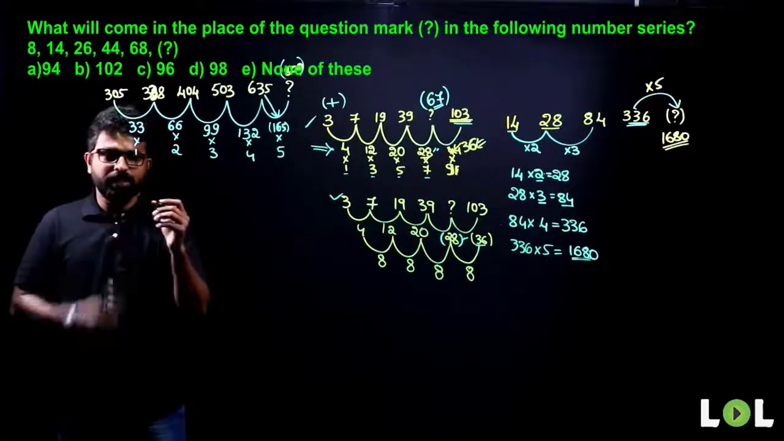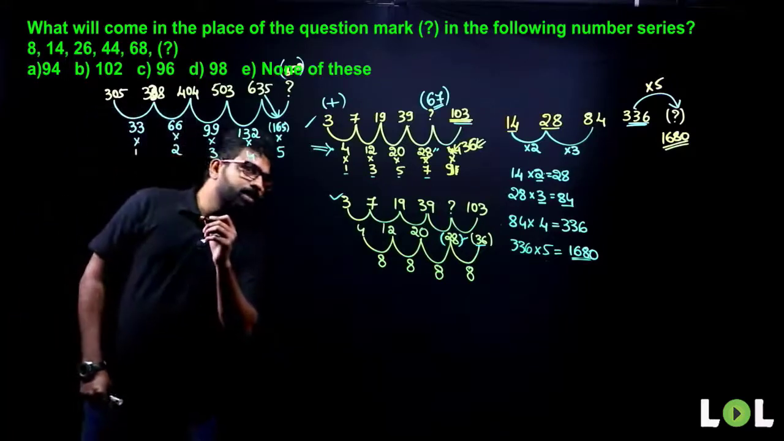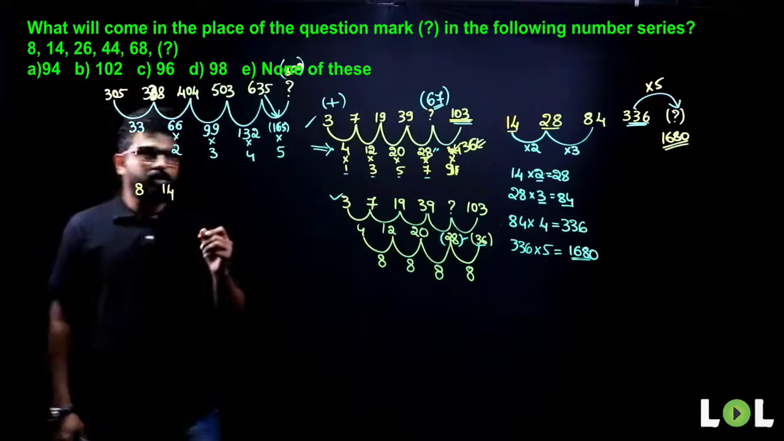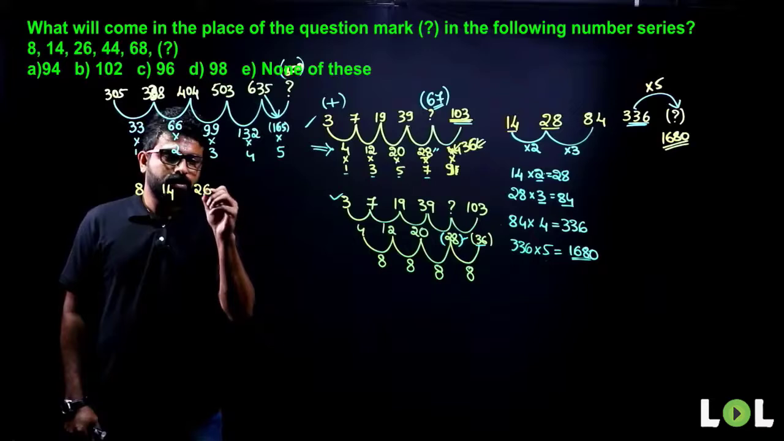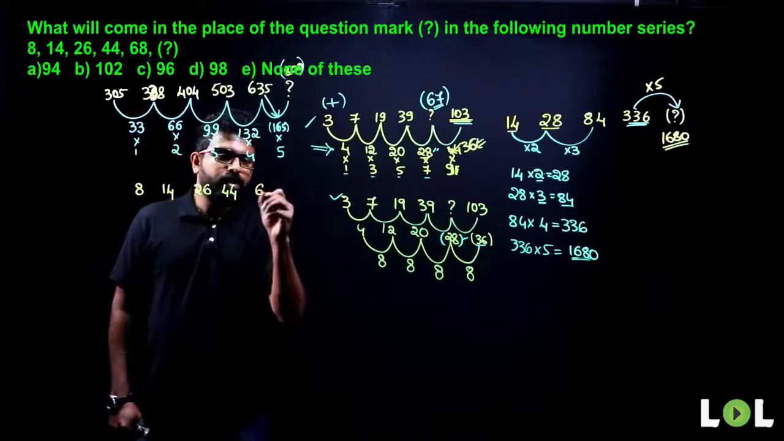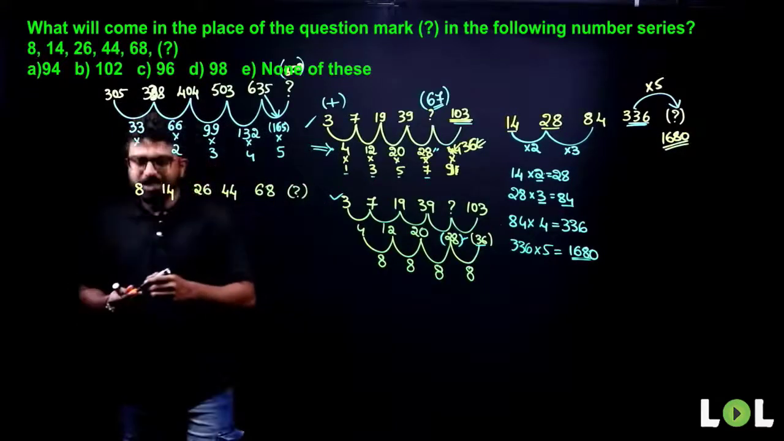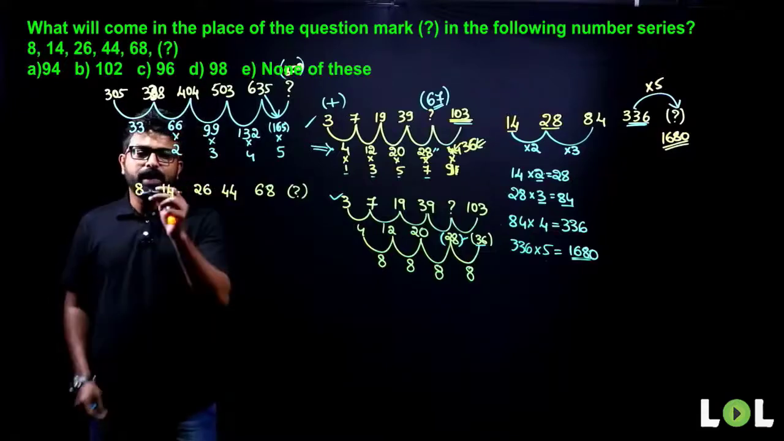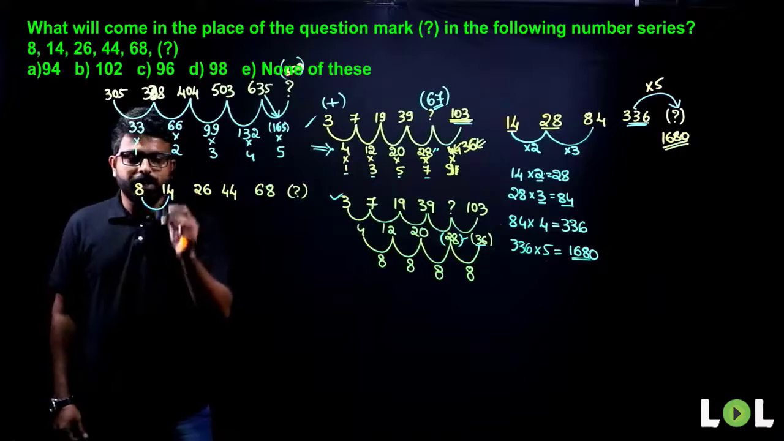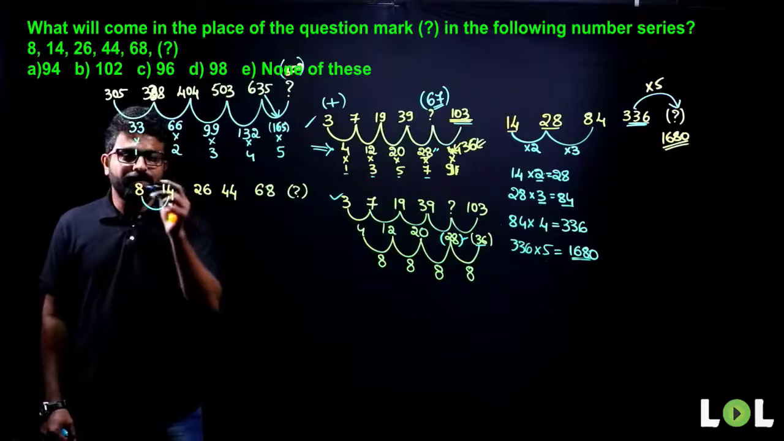So what is my series here? 8, 14, 26, 44, 68, and then there is my missing term here. I start taking the difference directly, because whenever I look at the question, I understand that the difference is small, so there must be addition or subtraction involved. Since there is increment here, there is addition involved.